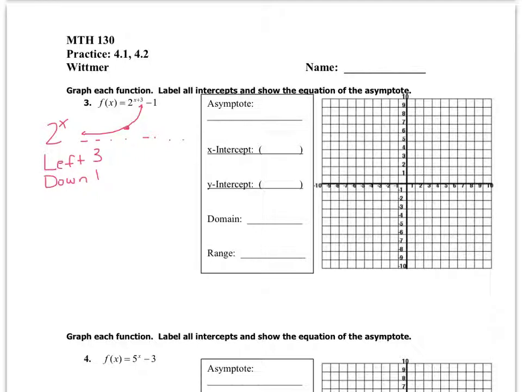So when we build this graph, we want to move the asymptote first because that's the boundary for the graph. So it always starts at 0. It's going to shift left 3 and down 1. We won't really see the left 3 movement, but we will see that it moves down 1. So the equation of the asymptote is y equals negative 1. The intercept is always 1 above the asymptote, but it is shifting left 3. So this intercept lands at negative 3. So I can say that the x-intercept is negative 3, 0.